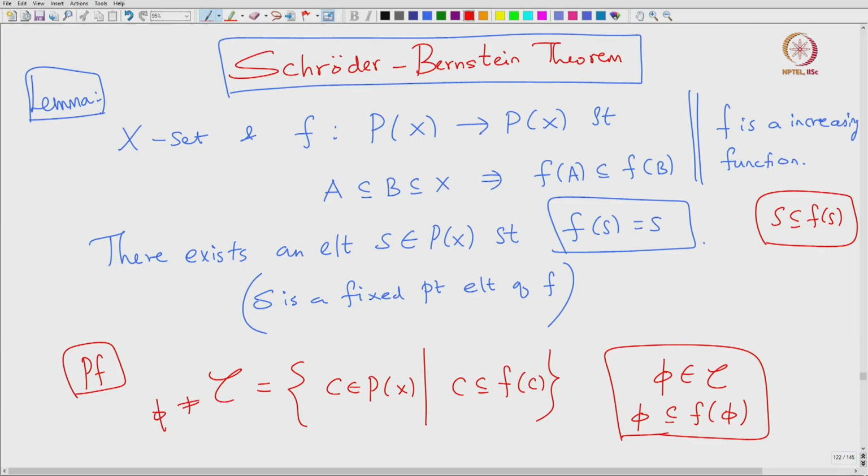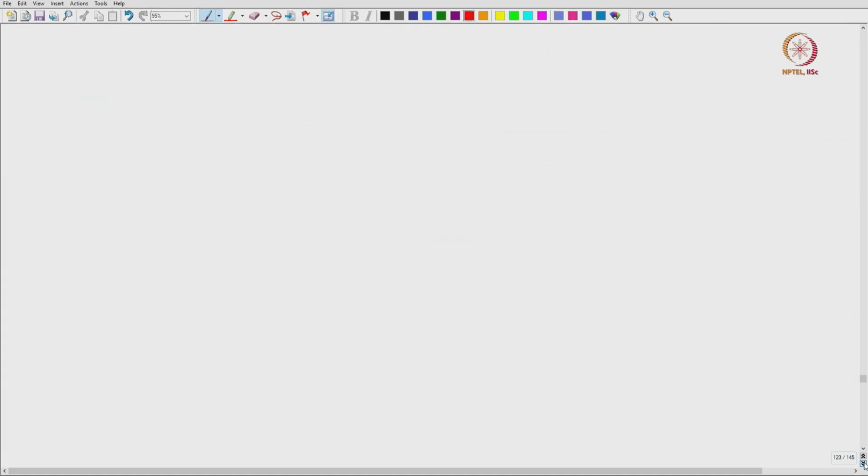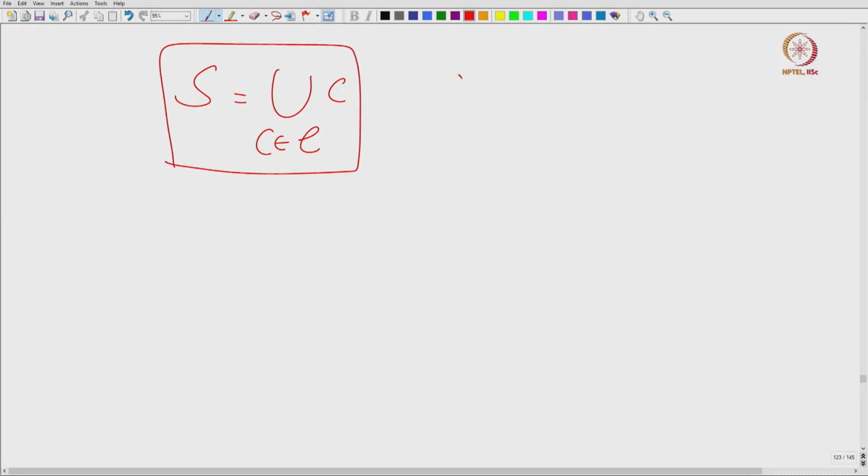So, now what we are going to do, we are going to take all possible unions of elements from this cal C. So, take S to be the union of C, where C comes from this cal C, and we are going to claim that this is the fixed point that we are looking for. So, f of S should be equal to S, this is the claim. Okay. So, let us verify this.